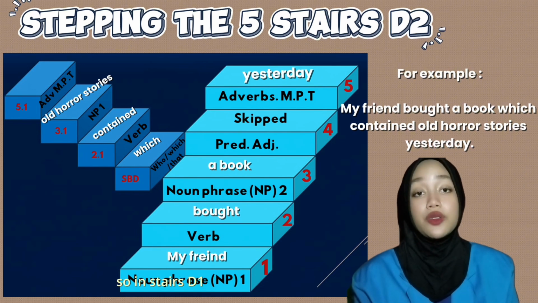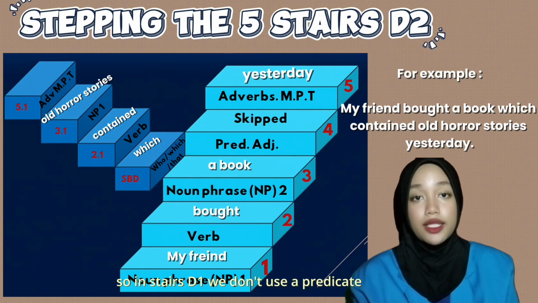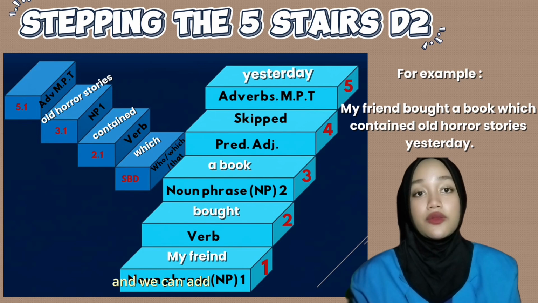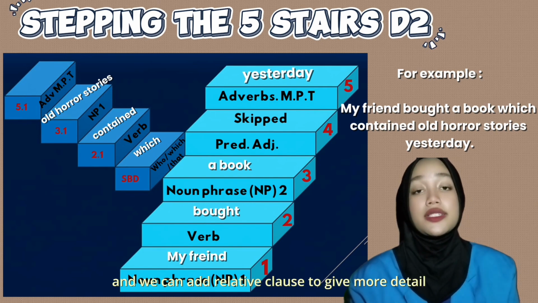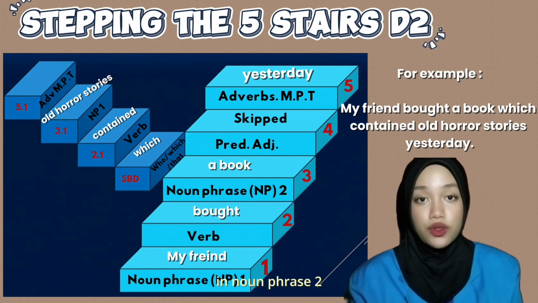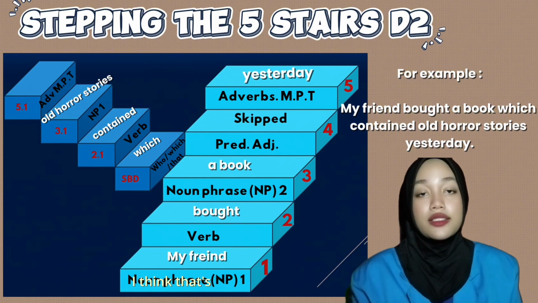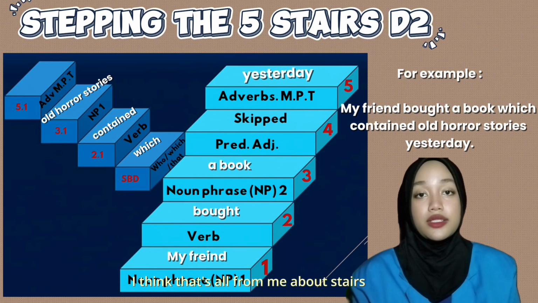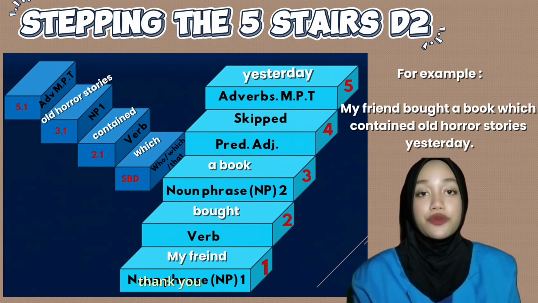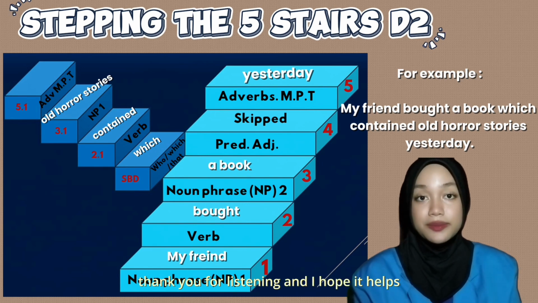So in stairs D1, we don't use a predicate adjective, and we can add a relative clause to give more detail in noun phrase 2. I think that's all from me about stairs D1, D2. Thank you for listening and I hope it helps.